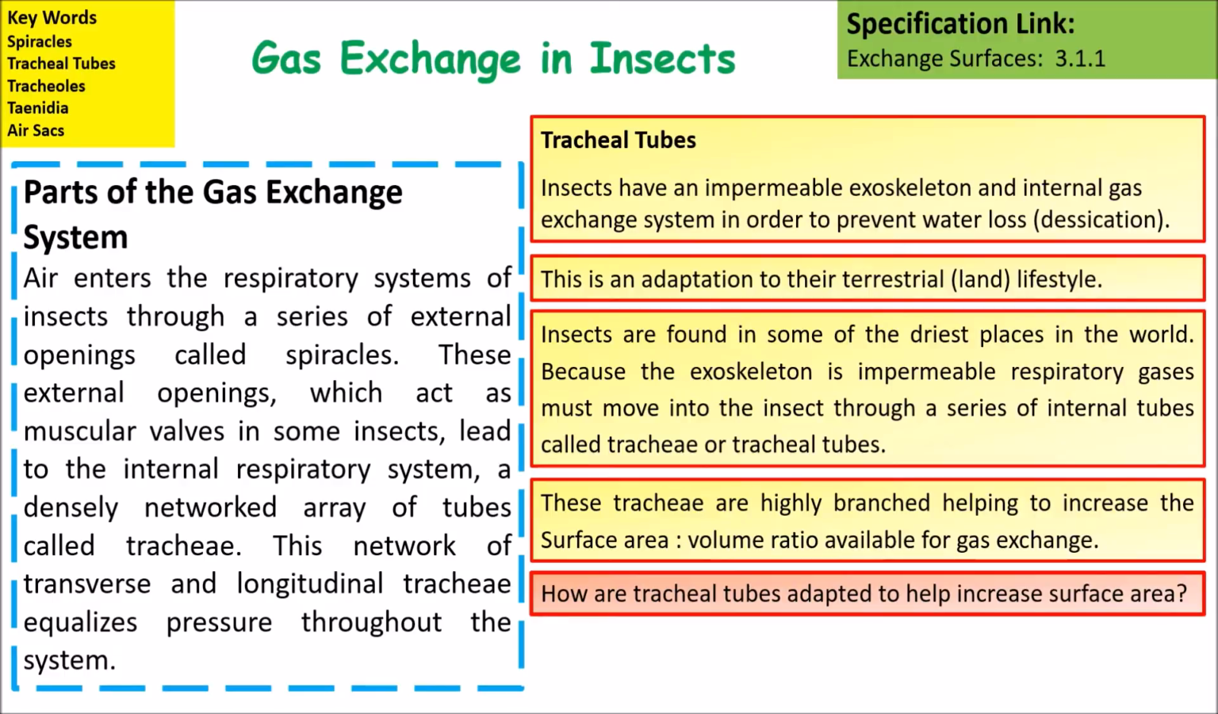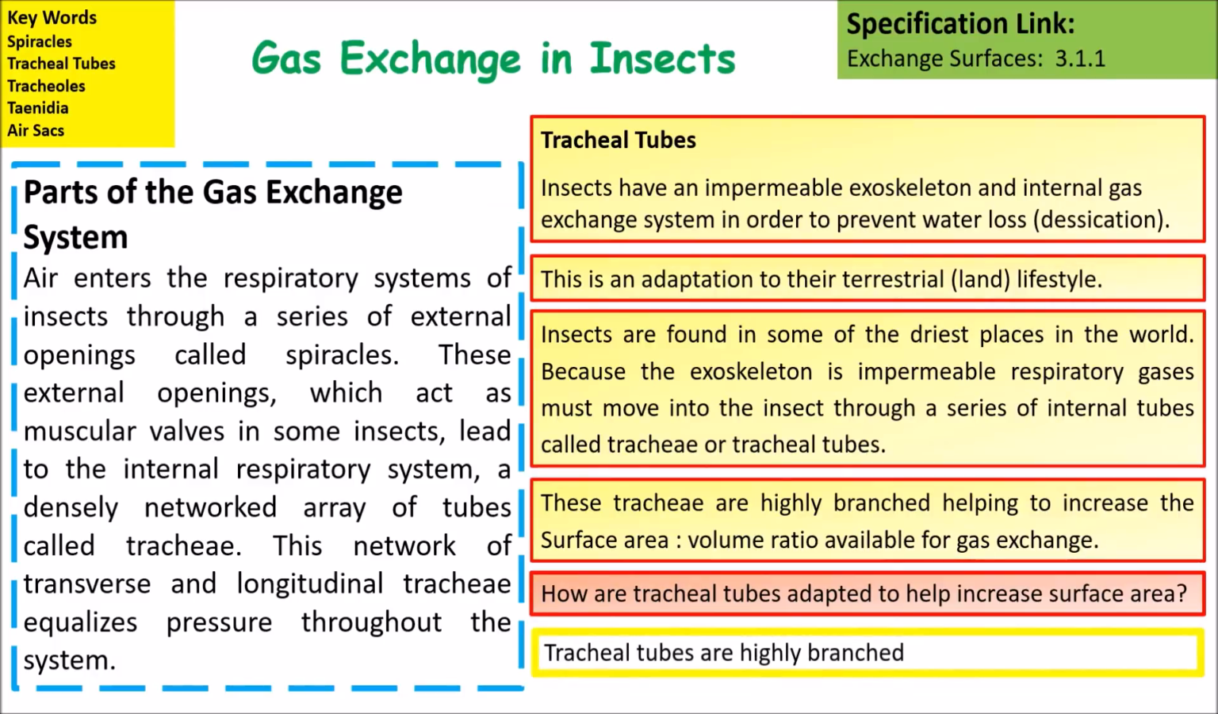Because the exoskeleton is impermeable to respiratory gases, these gases must move into and out of the insect through tracheal tubes. The trachea are highly branched, helping to increase the surface area. You want a very large surface area to volume ratio, as that will help increase gas exchange. So, how are the tracheal tubes adapted to increase surface area? Like we just said, they are highly branched.